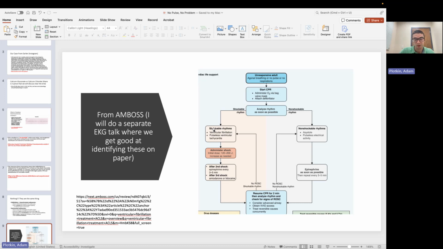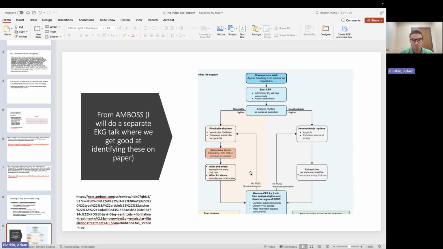You're going to pick unsynchronized cardioversion or defibrillation, whatever word they decide to choose, because that's our first step, is defibrillation. Then after that second shock is when we can consider epinephrine. After that third shock is when we can consider amiodarone or lidocaine. Just refresh me here. If I give amiodarone, right, what is the mechanism of action of amiodarone? So think about that.